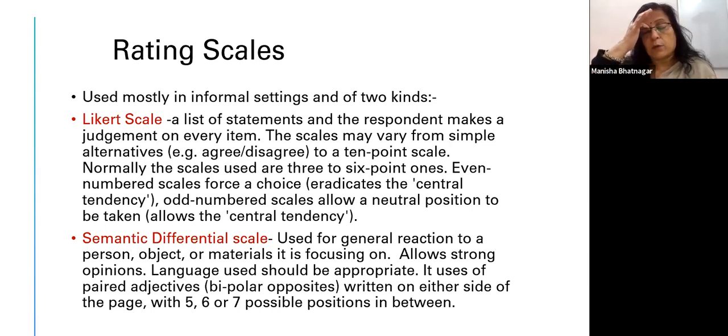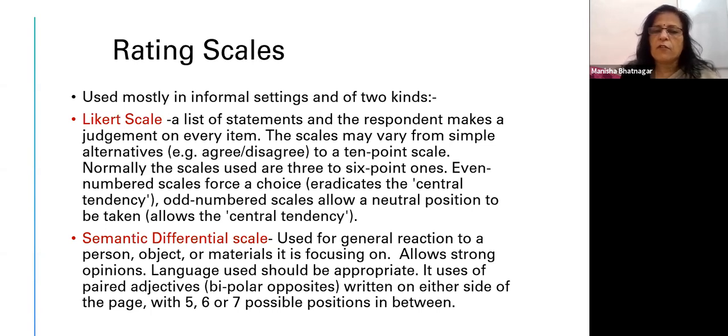For example, there could be choices like strongly agree, agree, or somewhat agree, like that. And on the other side also, you can have an in between choice. But you will either be with the agree point or with the disagree point. And similarly, on the other side, it could be somewhat disagree, disagree, or strongly disagree. So a person has to either agree or disagree.